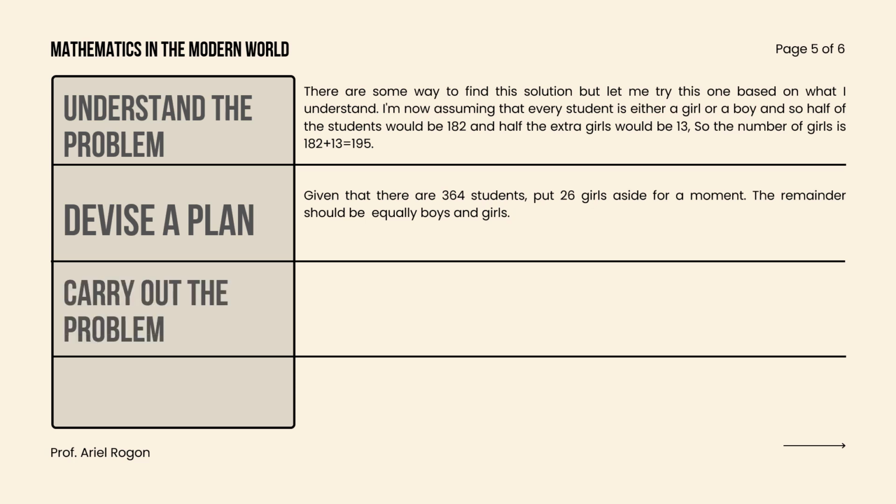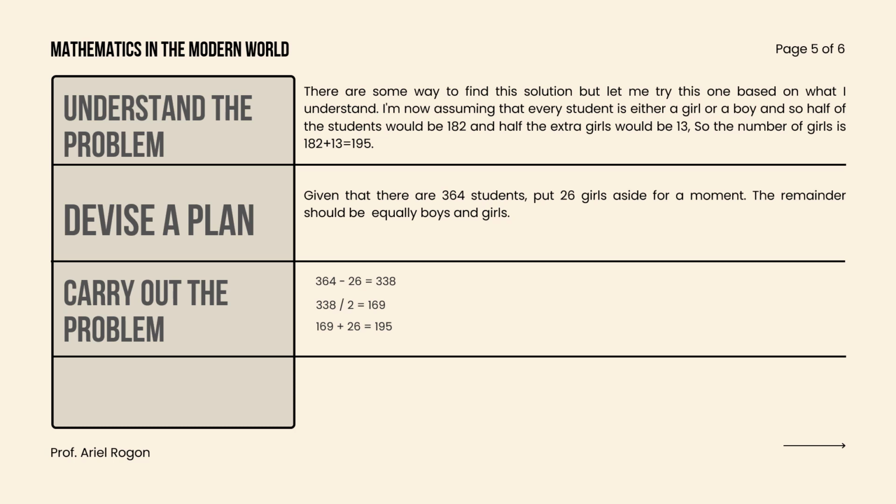For our third step, let's carry out the plan. 364 minus 26 is equal to 338. The 364 is the number of students, and the 26 is the extra girls. So half of those are girls and half of those are boys. The next step is 338 divided by 2, which is equal to 169. So that's how many boys we have.